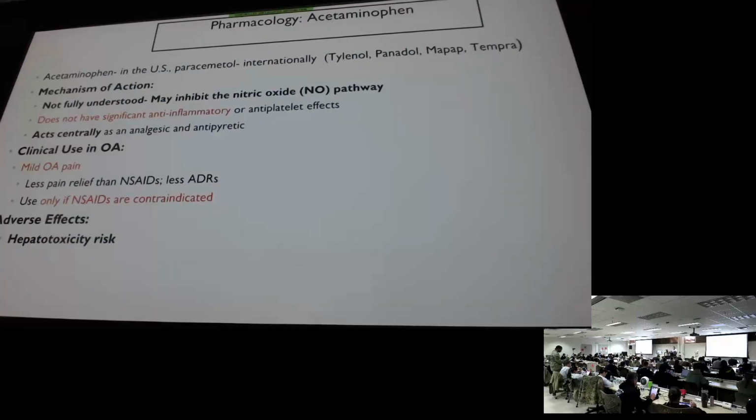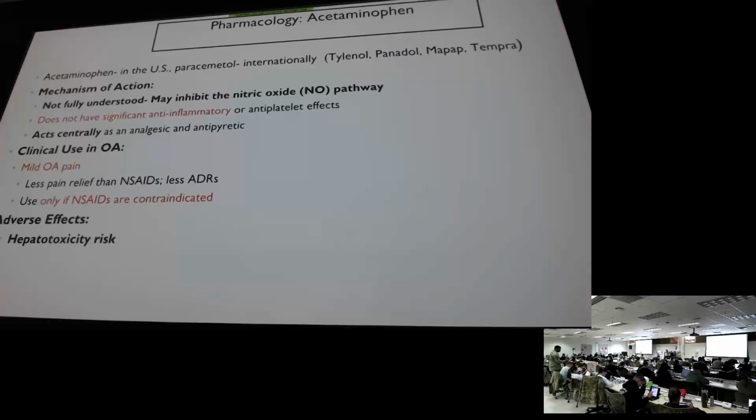So acetaminophen, not fully understood as far as mechanism of action, may inhibit nitric oxide pathway. So it acts centrally. It's an analgesic and an antipyretic, right? So it helps with pain and it helps control fever. It does not have a significant anti-inflammatory effect or antiplatelet effect, unlike NSAIDs, which are anti-inflammatory, thus in the name.